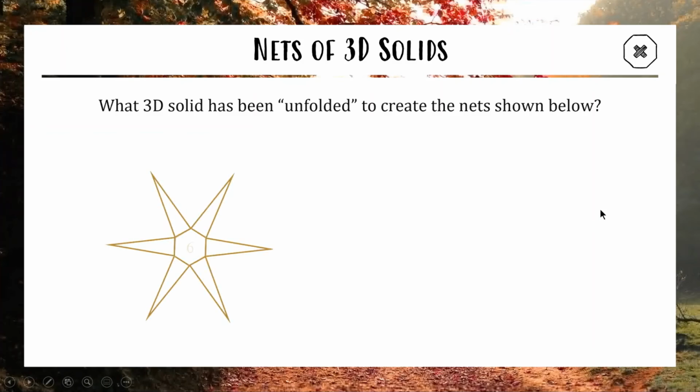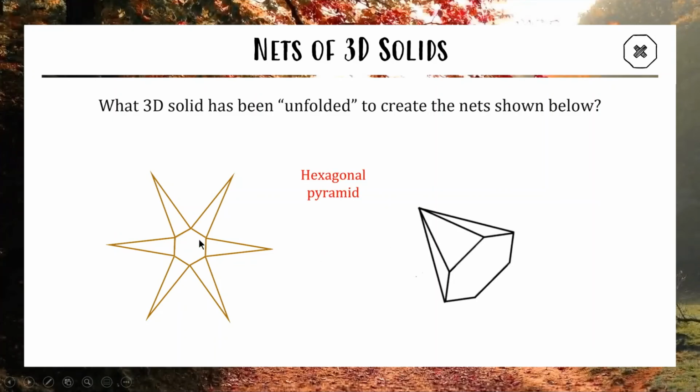What do you think would happen if we folded up the triangles on the edges here and they met at a point? What would that shape look like, and what would it be called? If you're thinking we'd be looking at a hexagonal pyramid that would look like this, you are correct. If we fold the triangles up, they're going to meet at this point up here, and the base is a hexagon, so it's a hexagonal based pyramid.